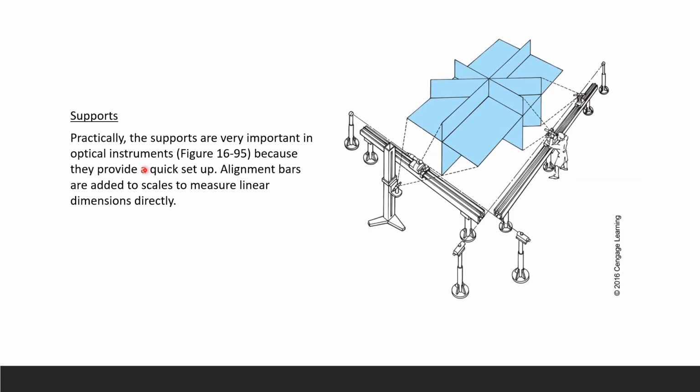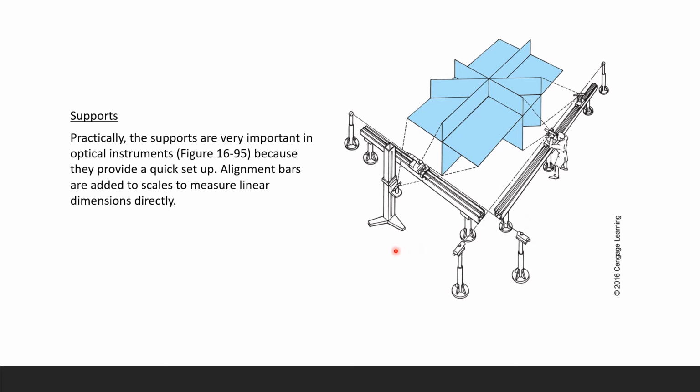Alright, support. So the next thing you have to know about this instrument is the support. Practically, the supports are very important again for optical instruments. Linked to alignment again, because they provide a quick setup. If we're doing alignment, you need a quick setup. You can just set up again and again to find that alignment. So therefore the supports are very important to be able to get a quick setup.